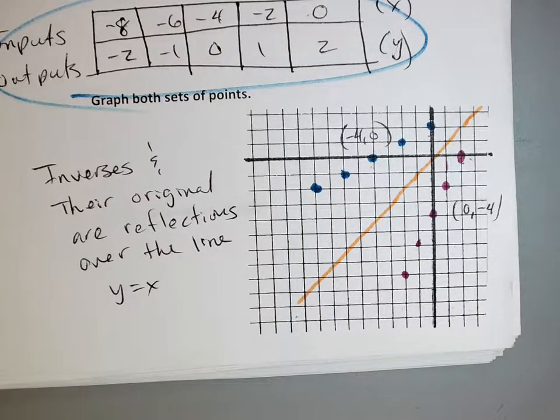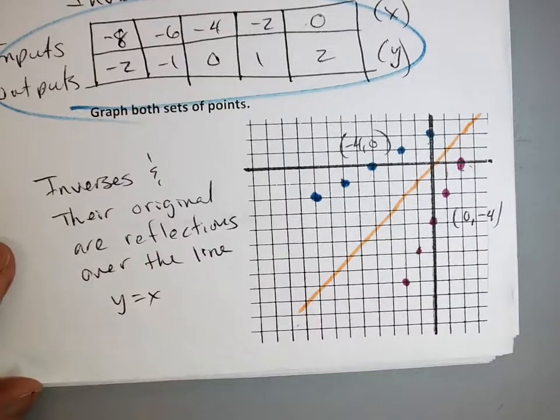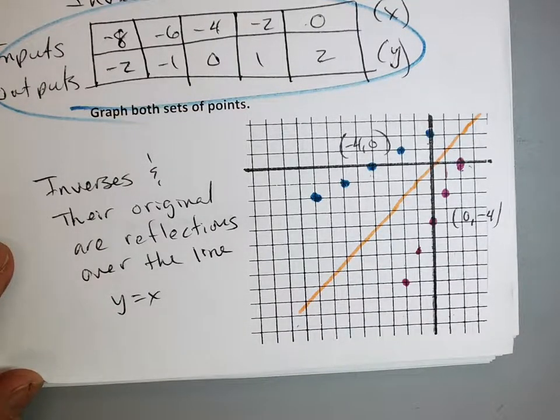I also know that x-intercepts become y-intercepts, and y-intercepts become x-intercepts, because x's become y's, and y's become x's. Thumbs up? How am I doing? Okay, good. This is pretty easy, right? This is easier than piecewise graph. You agree? Okay, everybody ready for me to turn the page? No, wait for it, and we'll turn it. All right.